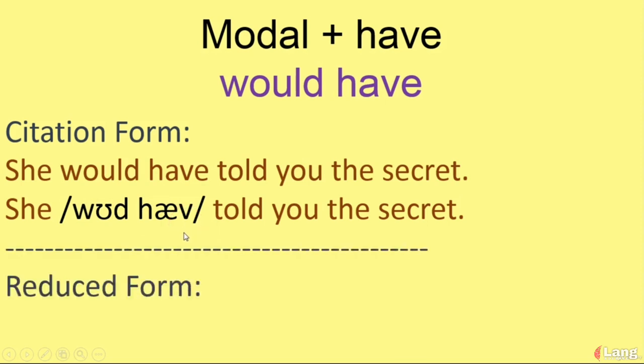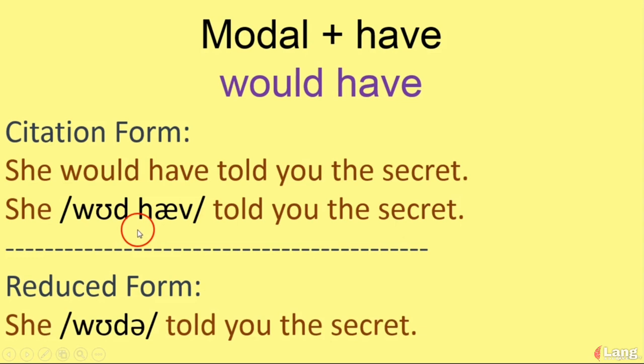In reduced form, we do not say would have. We say woulda. Would stays the same, but have is reduced to the schwa and sounds like woulda. She woulda told you the secret. Repeat. She woulda told you the secret.